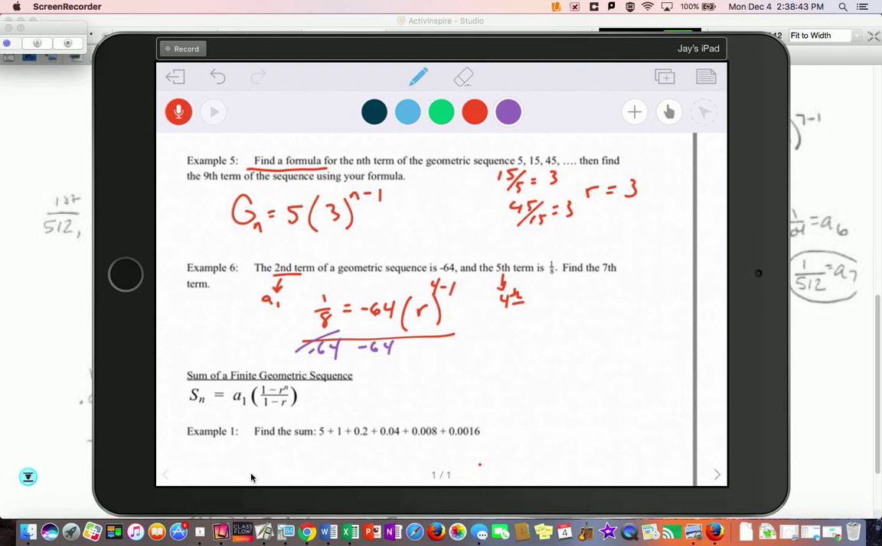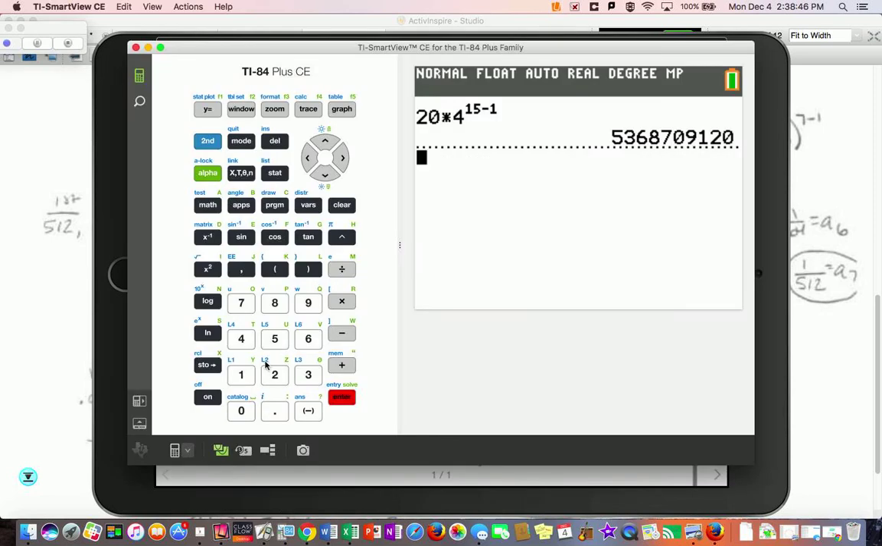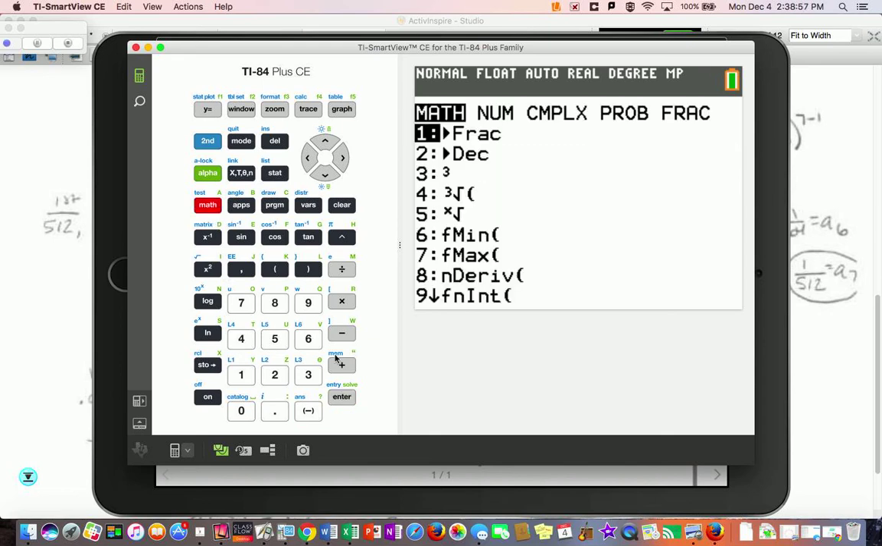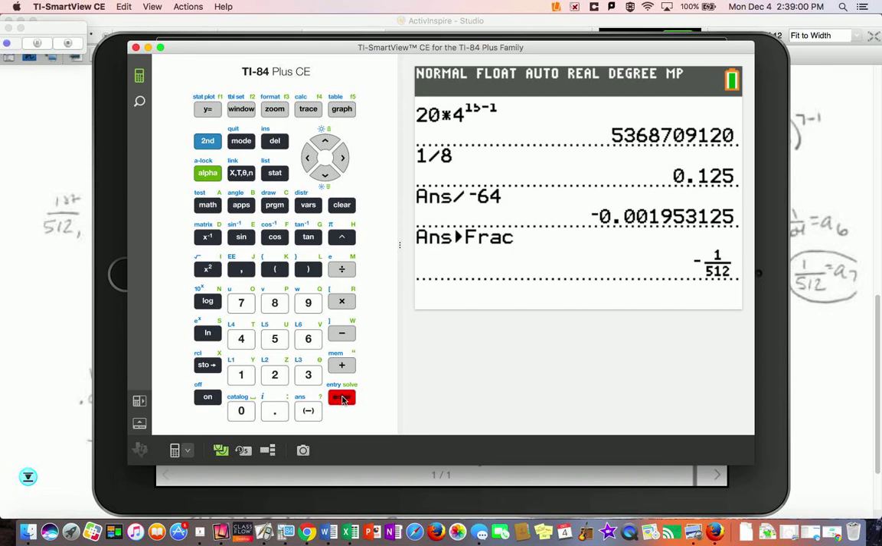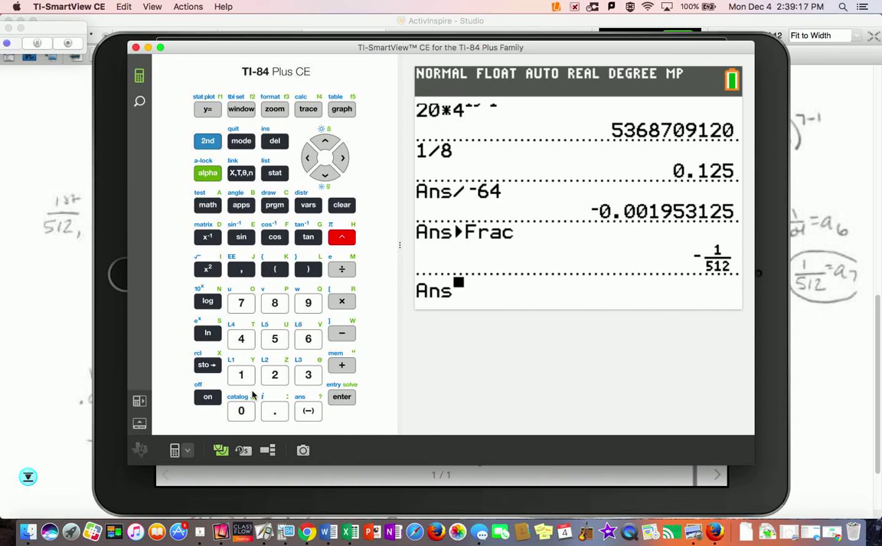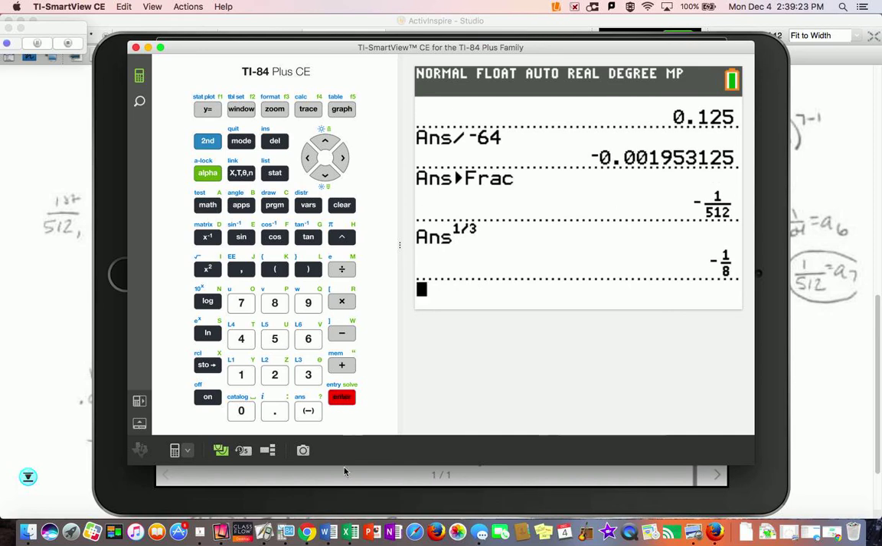So if you go to your calculator, you can take 1 divided by 8 and divide by negative 64. And maybe you're going to hit math, enter, enter. So now you have negative 1 over 512 is equal to r cubed. Now you would want to cube root both sides. So you can raise to the 1 divided by 3 power, and you get negative 1/8.